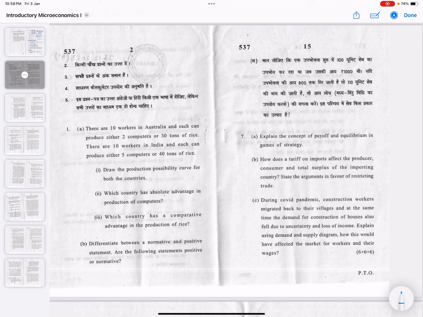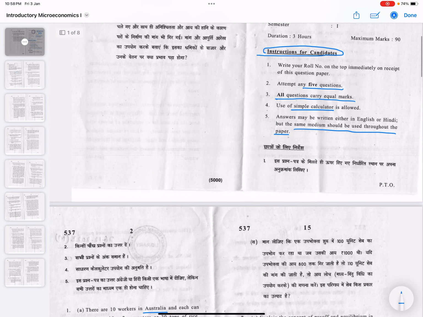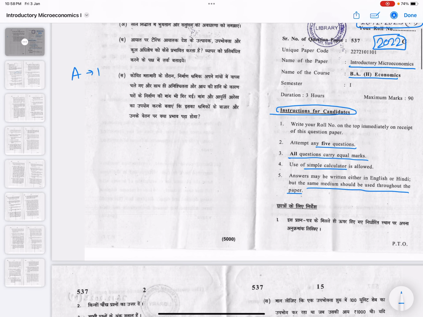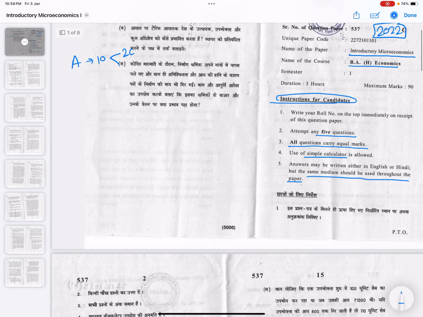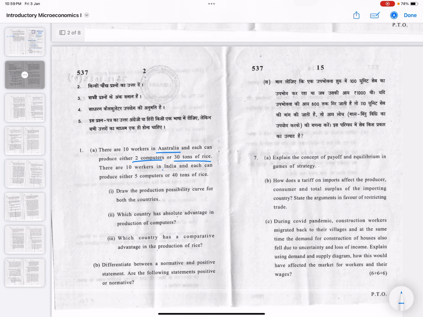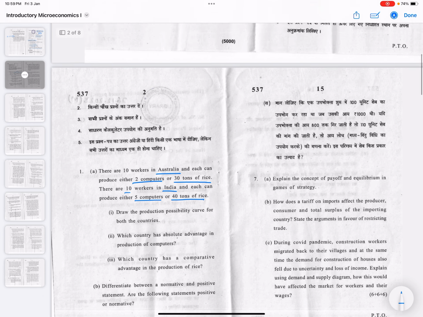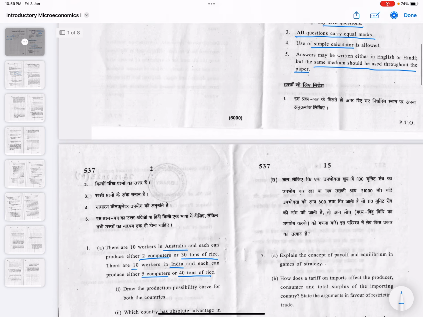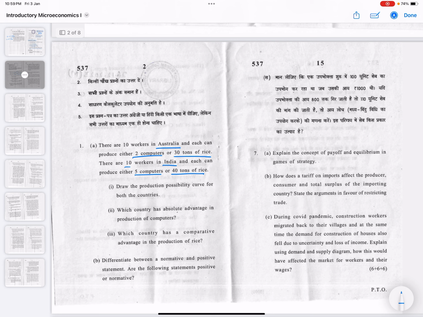Coming to the first question. There are 10 workers in Australia, and each can produce either 2 computers or 30 tons of rice. So okay. So what we have is Australia, there are 10 workers, each can produce 2 computers or 30 tons of rice. And similarly, in India, there are 10 workers, they can produce 5 computers or 40 tons of rice. So in India, there are 10 workers, 5 computers or 40 tons of rice. Now, draw the production possibility curve for both the countries.